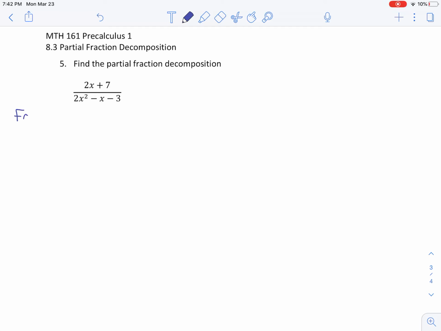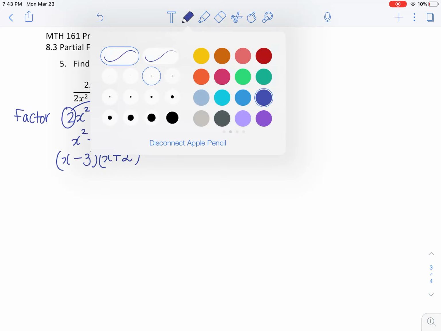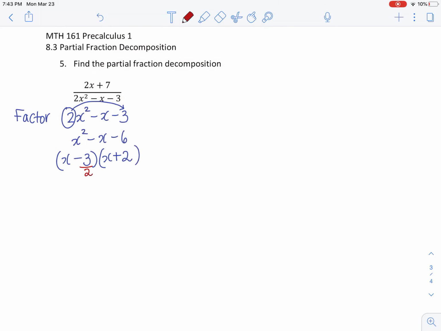All right, factor this. Factor the denominator first. Factor 2x squared minus x minus 3. And you know how I factor. I multiply the leading coefficient to the constant term, and just factor that. x and x. 3 times 2 is 6. And negative 3 plus 2 is negative 1. Remember to divide both of these by 2.